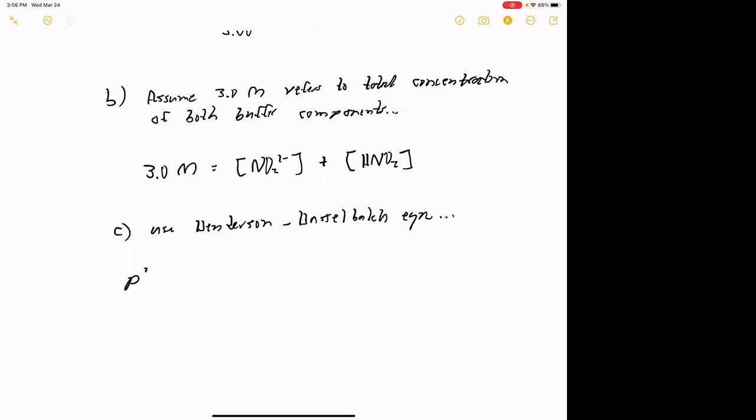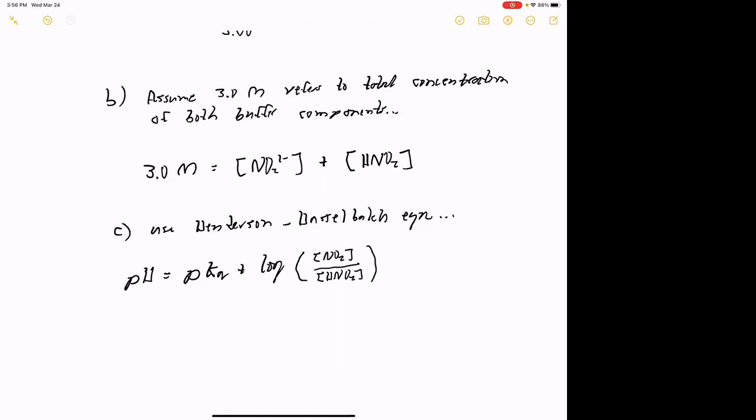So I'm going to say that pH is equal to pKa plus the log, and now we can actually put real concentrations in here. Base over acid, right? So it's the concentration of the NO2⁻ over the concentration of the HNO2. Okay, so we're working in terms of concentrations, so that's what we're going to use here.